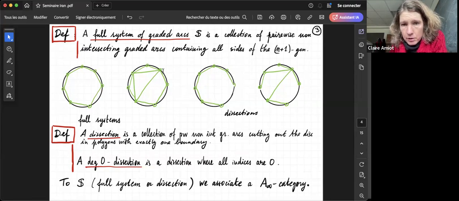And in the second example, I started with my full system, and I removed some arcs so that each polygon has exactly one black side in its boundary.